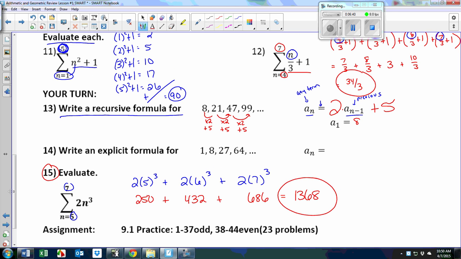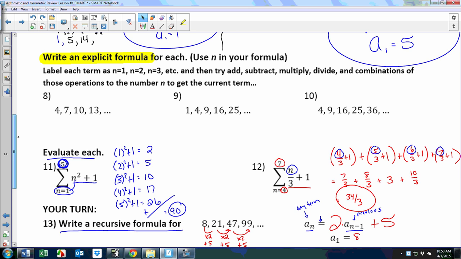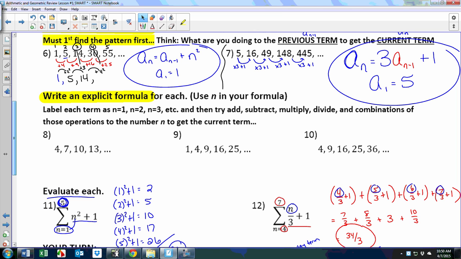Take recursive. Again, it was such a small topic when we did that, one's going to need the most work, more than likely. All right, these next 3, 8, 9, 10, are writing explicit formulas. So it's no longer think about the previous term and what you do to the previous term. Now it's think about what do you do to the n value. So the first term in number 8 is a 4. The second term is a 7. Third term is 10, and fourth term is 13.